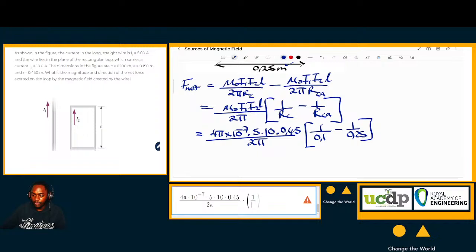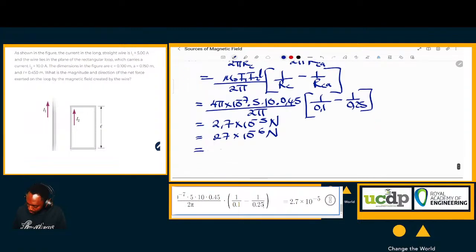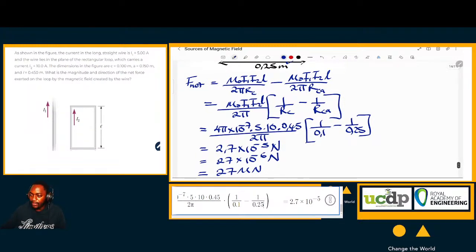One over 0.1 minus 1 over 0.25. So you get 2.7 negative 5 newtons, okay, which is the same as 27 times 10 to the negative 6 newtons, and this is 27 micronewtons.